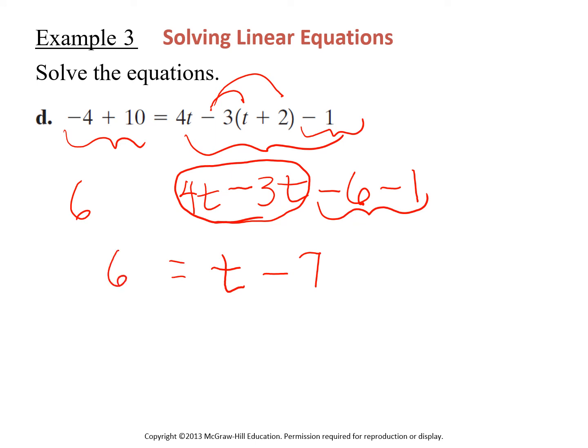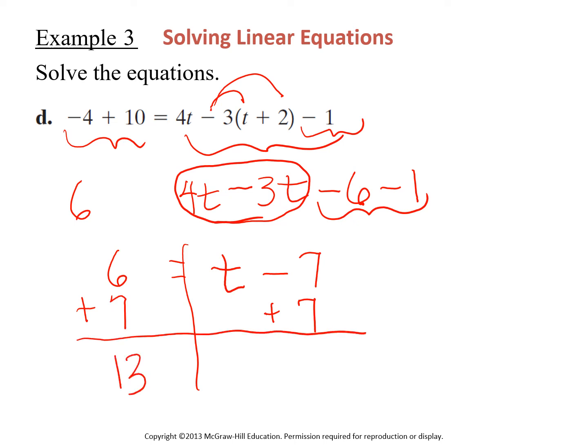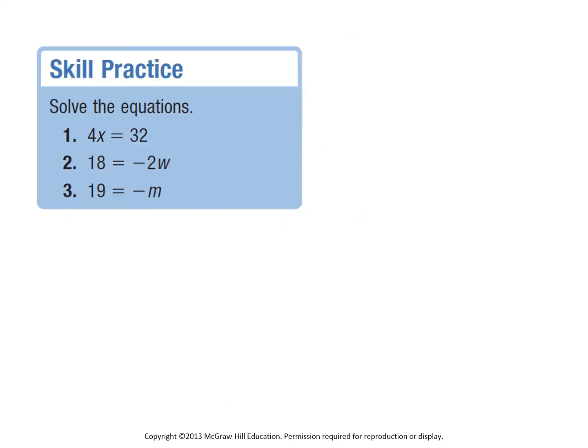So I have 6 equals t minus 7. So it takes one step to eliminate this constant. I'm going to add 7 on both sides of the equation. And my solution, 13 equals t. And here are some for you to try.